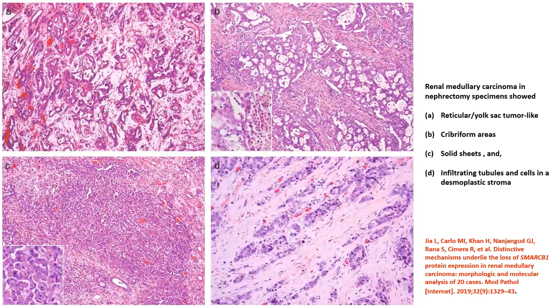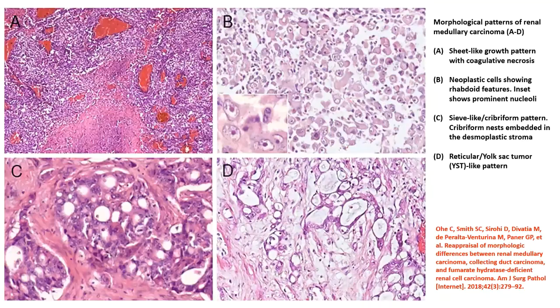Now this has the characteristic reticular yolk sac-like tumor infiltrating pattern. And in the second image, you have a cribriform pattern. In the third, you have a predominantly solid sheet-like architecture with a little bit of rhabdoid morphology to the cells. So in a very young patient, sometimes even a rhabdoid tumor of the kidney could be a differential diagnosis for this particular tumor. And sometimes you can have just infiltrating tubules within a desmoplastic stroma. So that's an important diagnostic feature sometimes, which could actually mimic a collecting duct carcinoma.